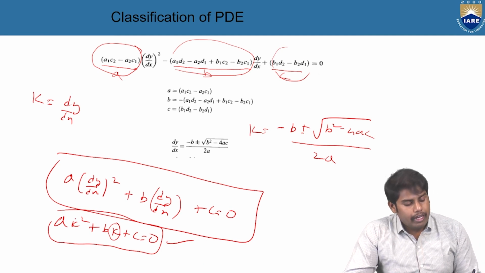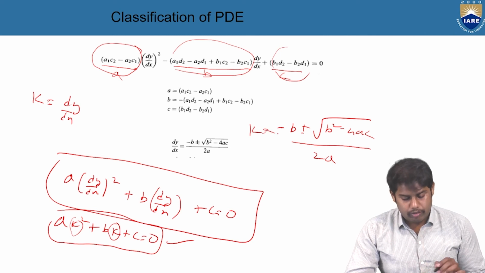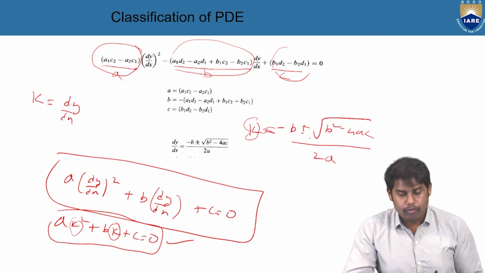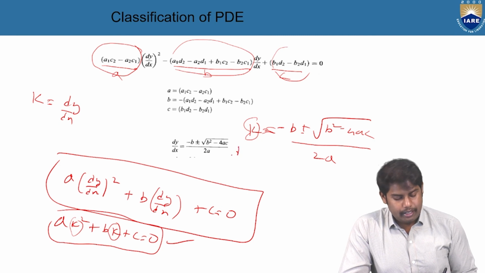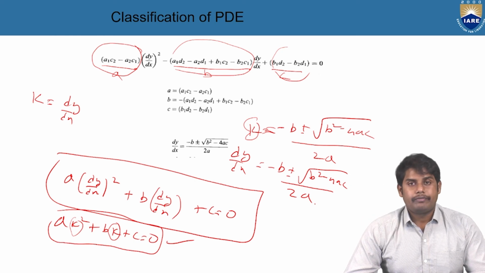So if you want to get the value of K using the root method, to find the roots of this equation, you should write it in this form: minus b plus or minus under root of b square minus 4ac, divided by 2a. So what is K actually here? K is nothing but dy by dx, which is equal to minus b plus or minus under root of b square minus 4ac divided by 2a. So this is what we have.